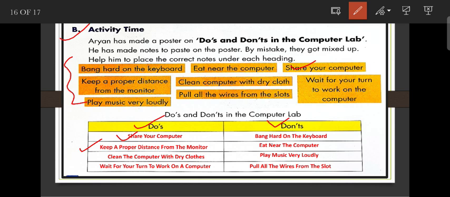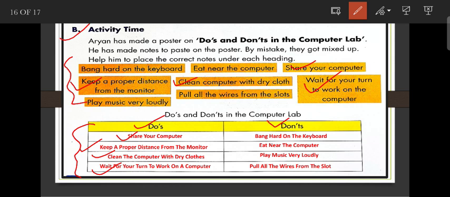Next is keep a proper distance from the monitor. This statement is a do. Next is clean the computer with a dry cloth. This statement is a do. Next is wait for your turn to work on a computer. So these are the do statements.